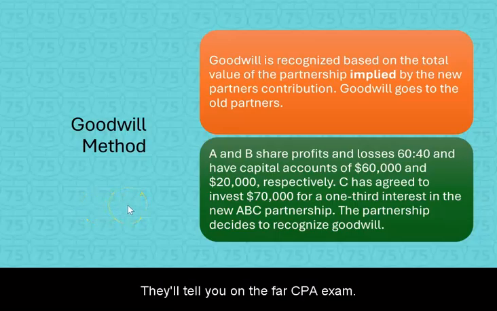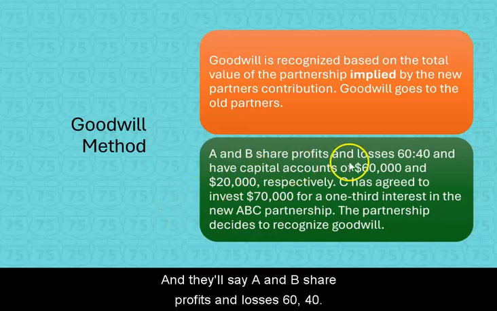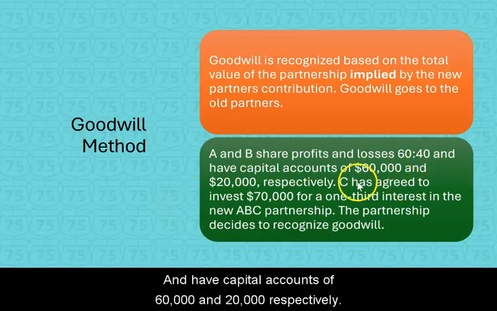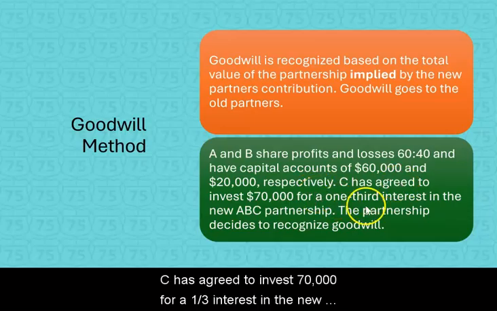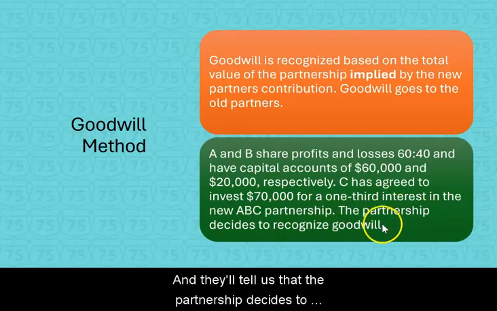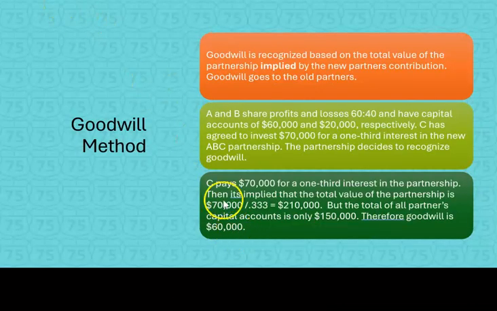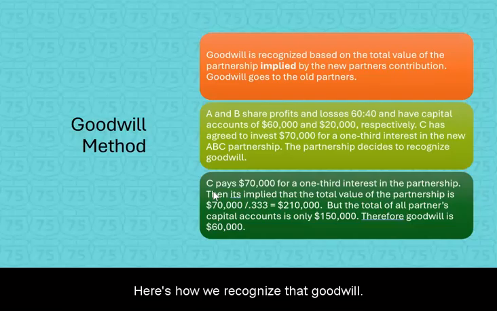They'll tell you on the exam, and they'll say A and B share profits and losses 60-40 and have capital accounts of $60,000 and $20,000 respectively. C has agreed to invest $70,000 for a 1/3 interest in the new ABC partnership, and they'll tell us that the partnership decides to recognize goodwill. Here's how we recognize that goodwill.